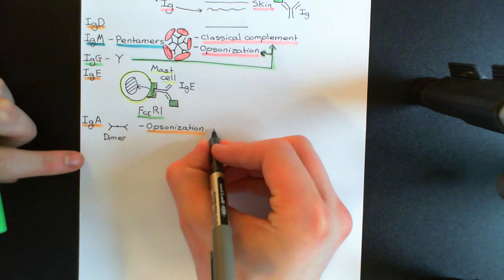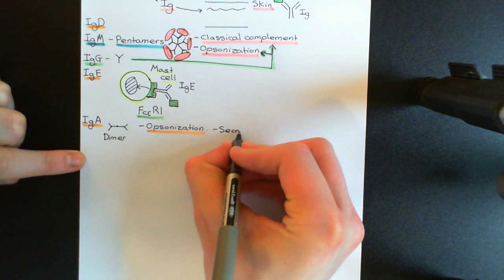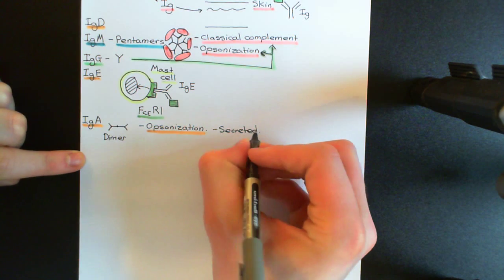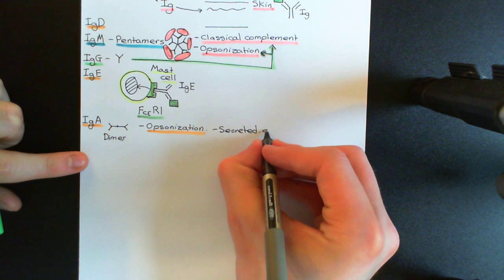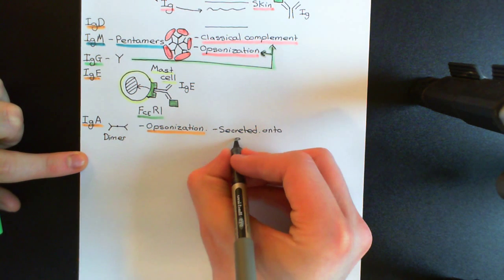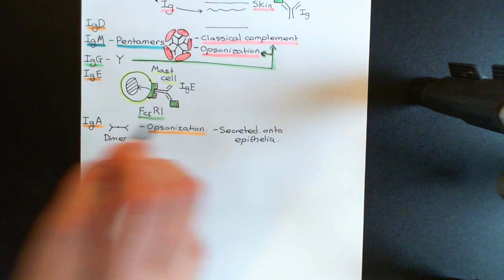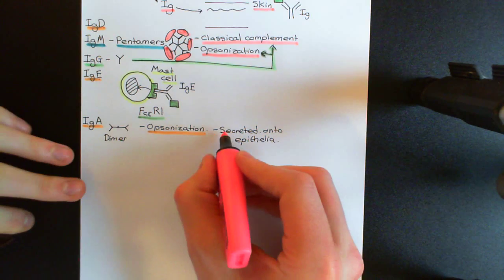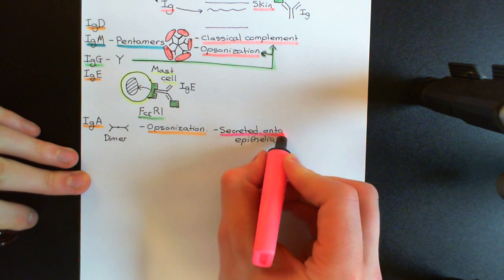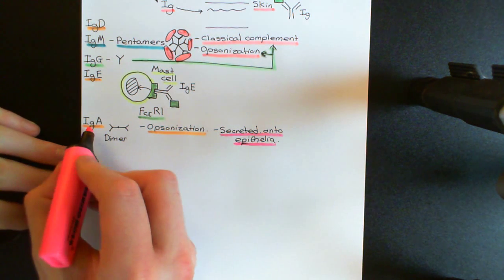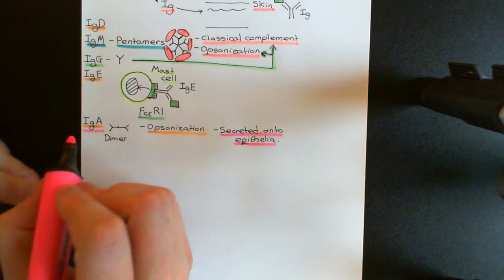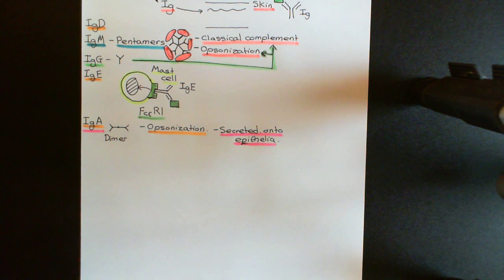So this is the major form that is secreted onto epithelia, and an example of an epithelium that IgA is secreted onto is the respiratory tract epithelium. So secreted onto epithelia. Okay, so those are all the different forms of immunoglobulin molecules. And by the way, again here, when we were discussing IgA, we were discussing both IgA1 and IgA2. So that's the difference in the functions of the different forms of secreted immunoglobulin molecules.